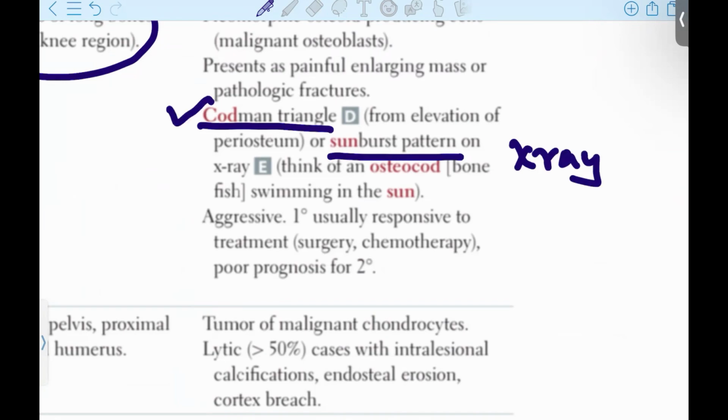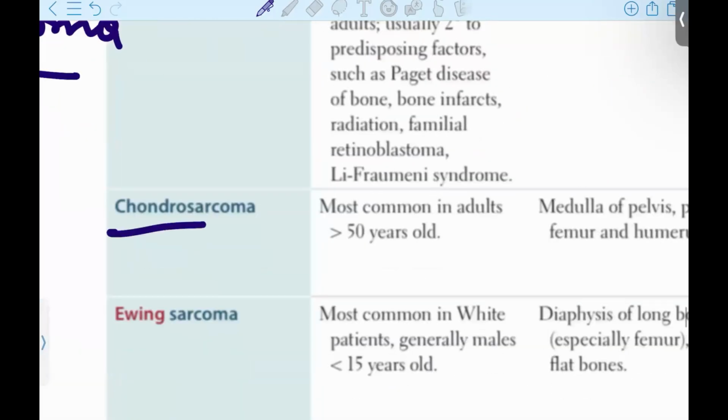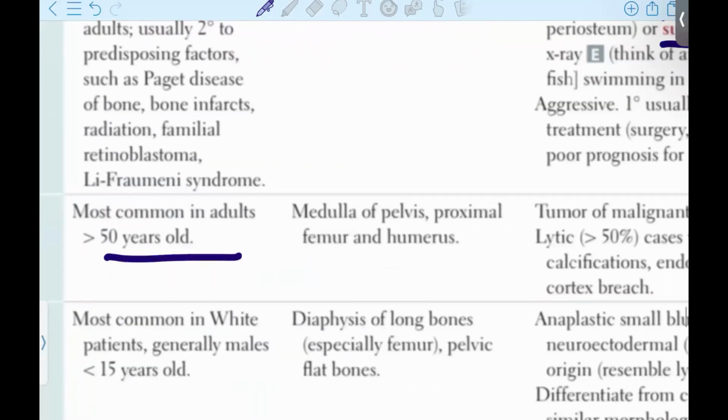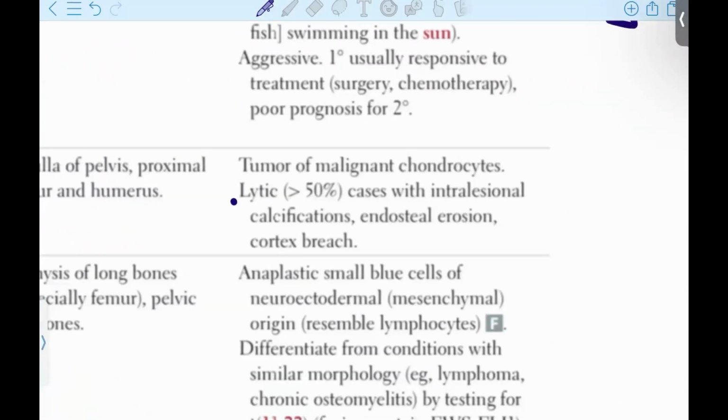Okay, Codman triangle and the sunburst appearance is seen in the X-ray. Next, chondrosarcoma is most commonly seen in adults, those who are more than 50 years old. And what is the common feature? It will be lytic lesions that are present, and calcifications are also seen.